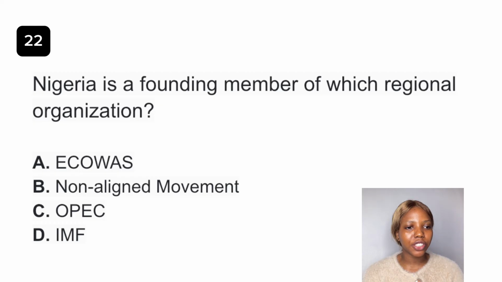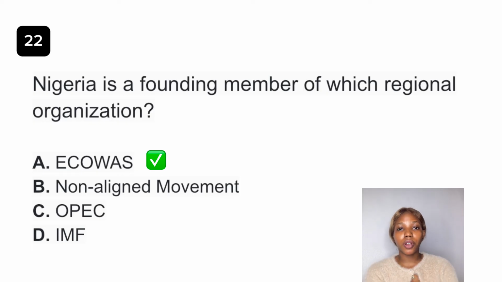Question 22. So Nigeria is a founding member of which regional organization? The answer to this question is option A, ECOWAS. Okay, so which was founded in 1975. Nigeria is one of the founding members of this organization. Other countries include Ghana. Ghana is also a founding member. Togo, Senegal, Burkina Faso, Guinea. They are all founding members of the organization.